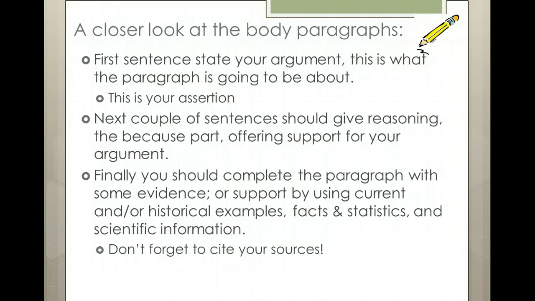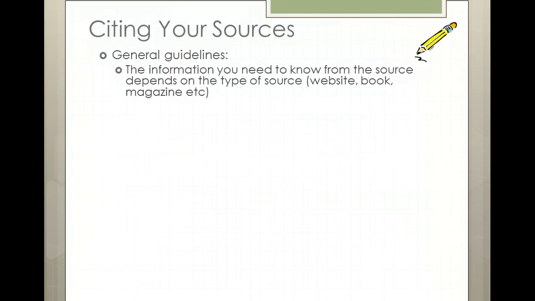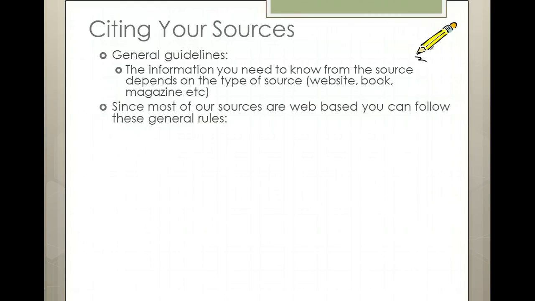So, speaking of citing your own sources, general guidelines: the information you need to know from the source depends on what type you're using. Website, book, magazine, your own survey or interview, for example. That's going to look different depending on what source you're using. So most of our information is from a website, so that's what I'm going to focus on for right now.